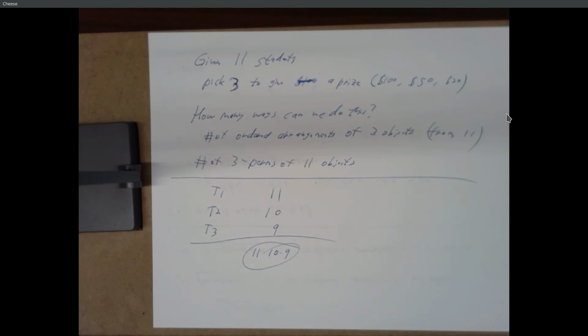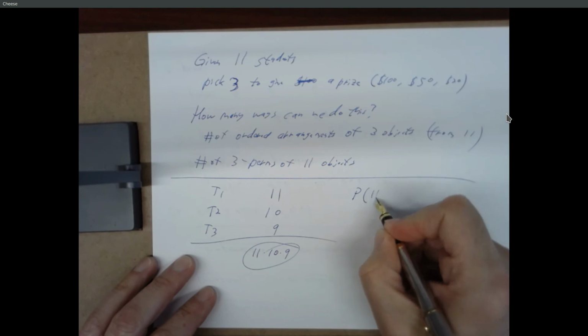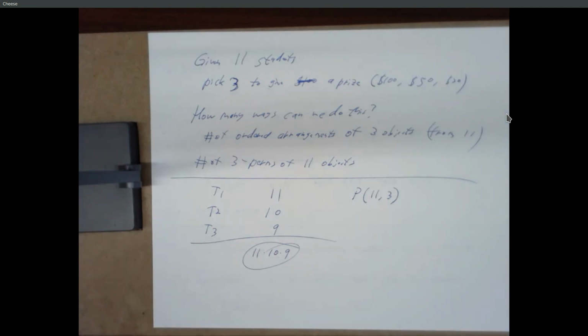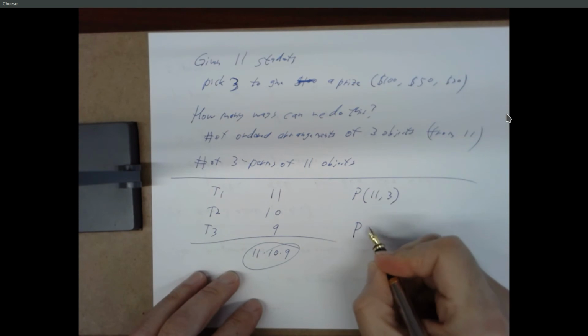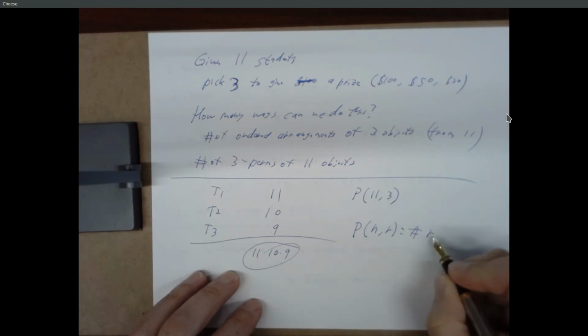And this kind of calculation comes up a lot, so we have a language for representing this. We could say P(11, 3). That's the number of 3 permutations from 11 objects. And more generally we can say P(n, r) equals the number of r permutations of n objects.